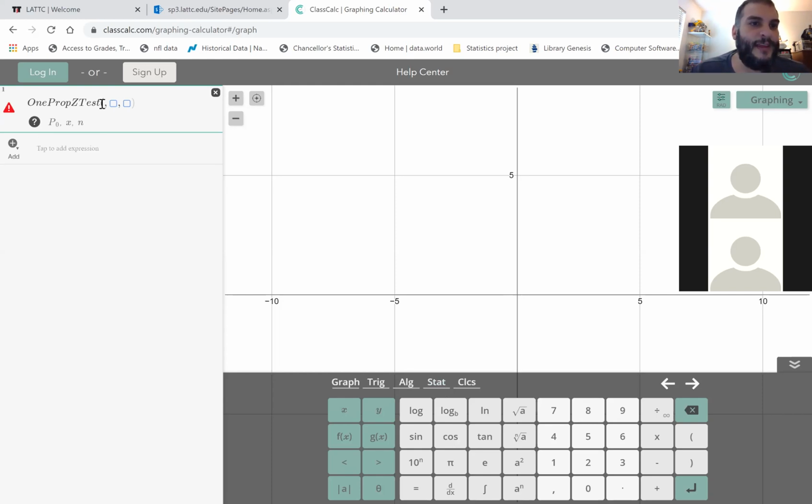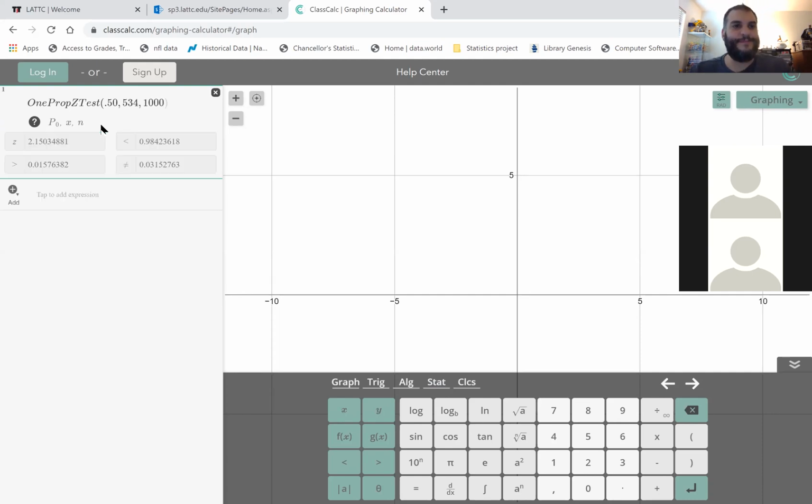And if you look at it, it's asking for 3 things. It's asking for P naught, it's asking for X, and it's asking for N. So for P naught, you put 0.50. For X, you put 534. And for N, you put 1,000. All right. If you look right here, it gives me a Z value of 2.15. Any question? I got the Z value of 2.15.